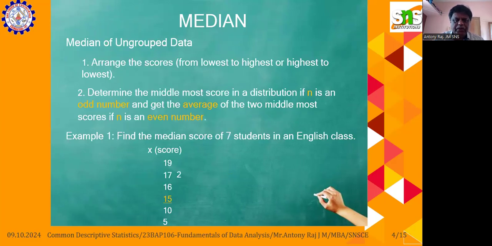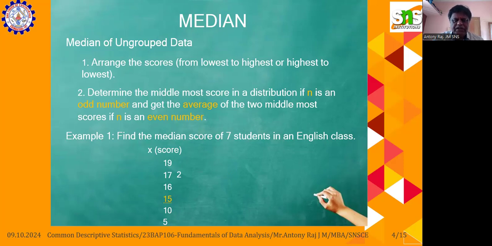And how do we find the median for ungrouped data? It is very simple. For any data set, you arrange the scores from lowest to highest or highest to lowest. You can use any order. And determine the middlemost score. There are two cases. One is the odd number, where we can easily find the middle value. But if it is an even number, we have to find the two middlemost values, right? Then we have to find the average of them.